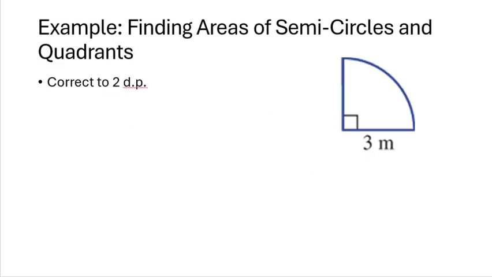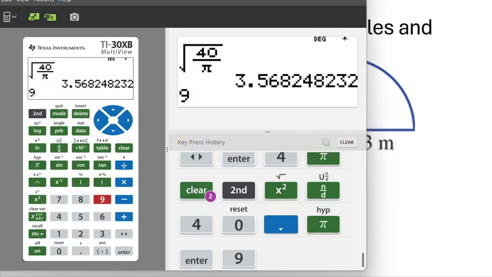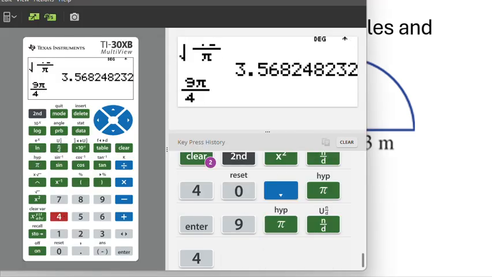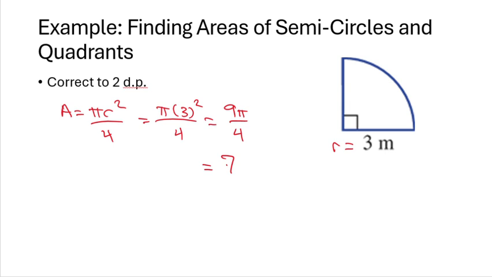It's pretty straightforward. All right, finding areas of semicircles and quadrants, pretty straightforward here. So let's just write down our formula first. So pi r squared divided by 4. We know the radius is 3. So if I substitute my value in, I end up with 9 pi over 4. Now once I type this in my calculator, I end up with 7.07 meters.